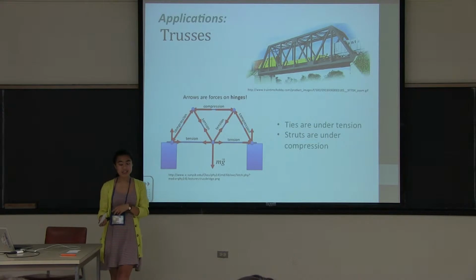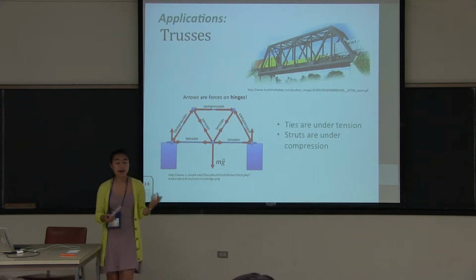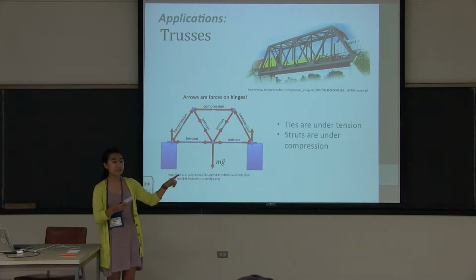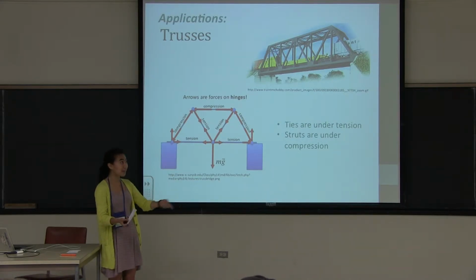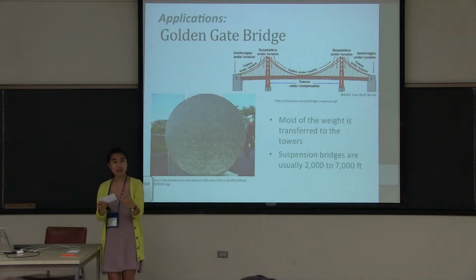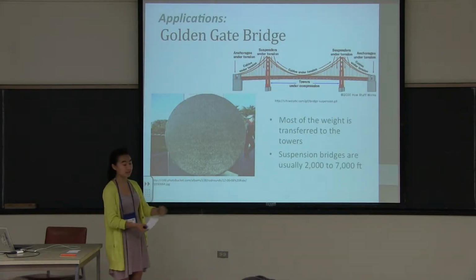And then applications of this would be that struts are found in trusses. There are ties and struts. Ties are like beams, but they're beams under tension, and the struts are the beams under compression. And so they work together to make a structure that's strong enough to carry things across.